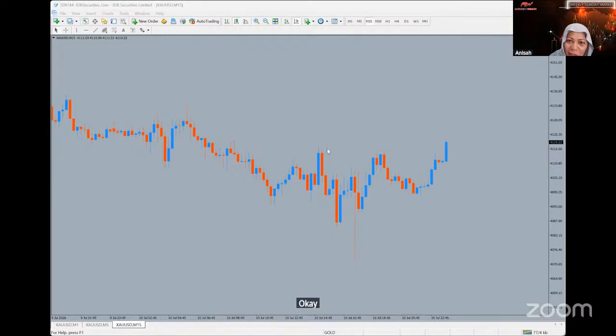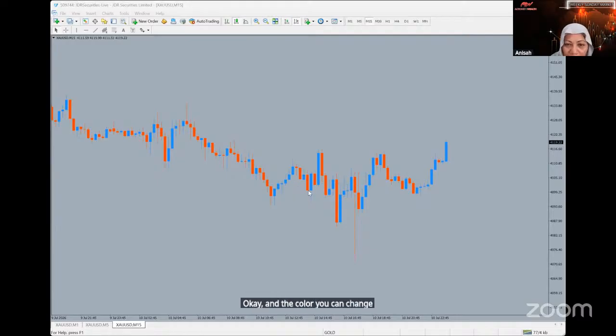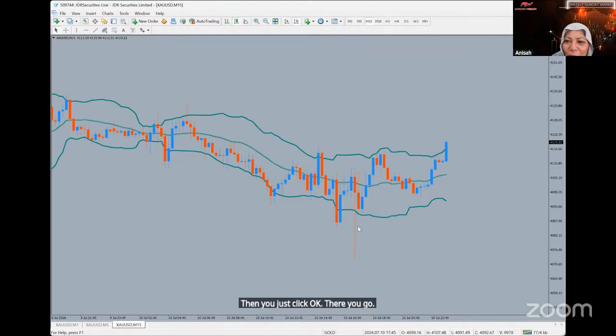The period is 20, the deviation is 2, shift remains 0. This is the default setting. You do not change anything; I do not change anything. The color you can change according to your liking. In this case, I picked teal because I want it to be really visible. Then you just click OK. There you go, that's your BB. Okay, Ray, I hope that helps.